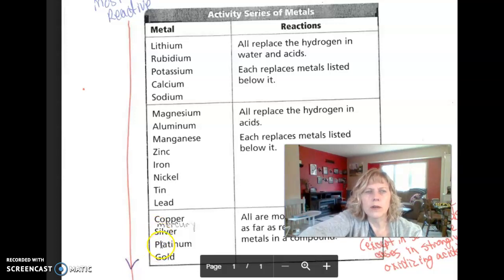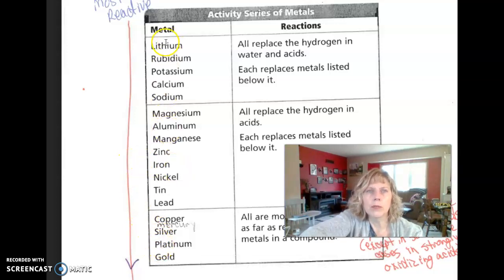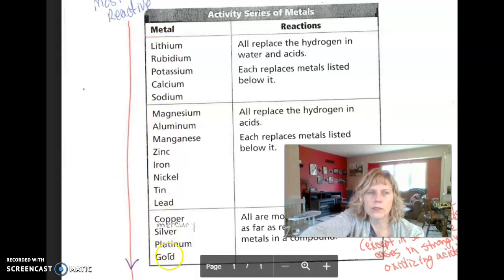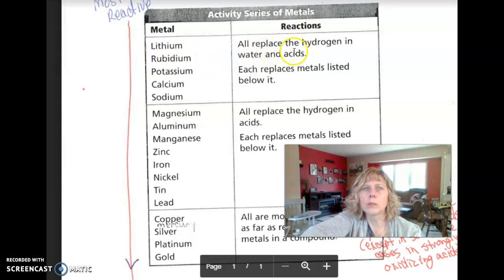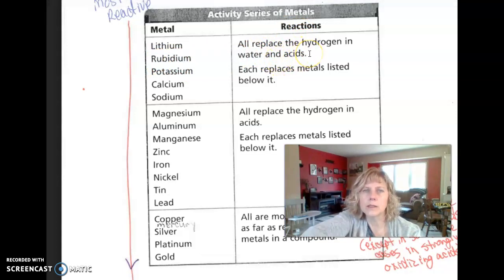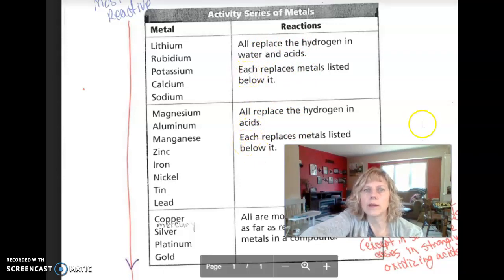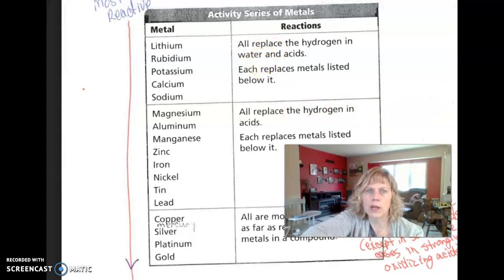So these are never going to replace anything above them in a reaction. In a reaction, it has to go down this way. The other thing is, all of these in this block will replace hydrogen in water and in acid. So if I put any of these metals in HCl, hydrochloric acid, it's going to bump the hydrogen off. The same with these, all will replace hydrogen in acids, but now we lose the ability to bump the hydrogen off of the water.